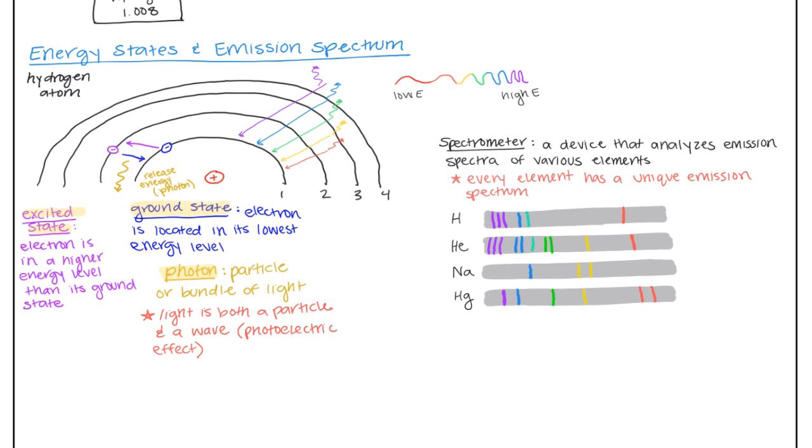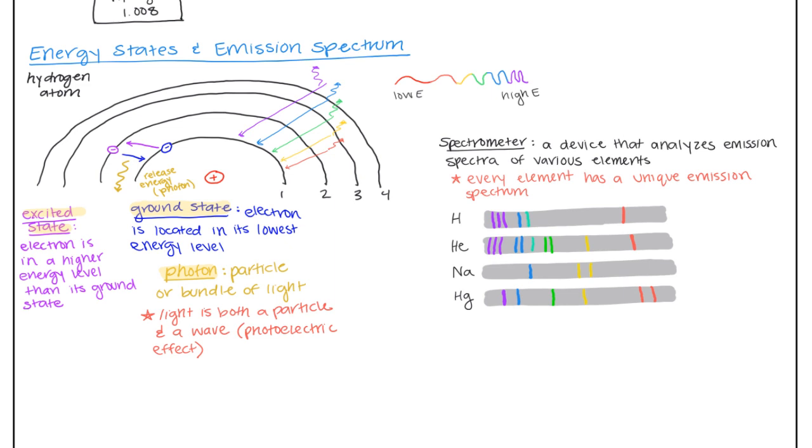So these are just a couple examples of something you might see in a spectrometer. So say we had a substance that is filled with hydrogen atoms, you would see some purple light, some blue light, some green light, and some red light. And again, the top row is our hydrogen. Our second row, you would see helium.